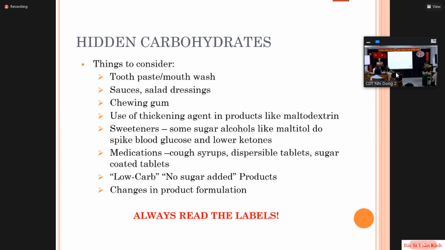Changes in product formulation. So the previous formulations, like suppose if you're using any protein powders, which is initially sugar free, but they change the formulation and which may later not be keto friendly. So it's always very important to read the labels every time to ensure this doesn't happen.